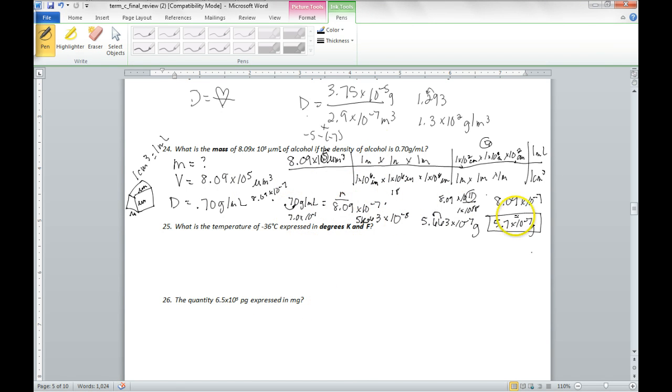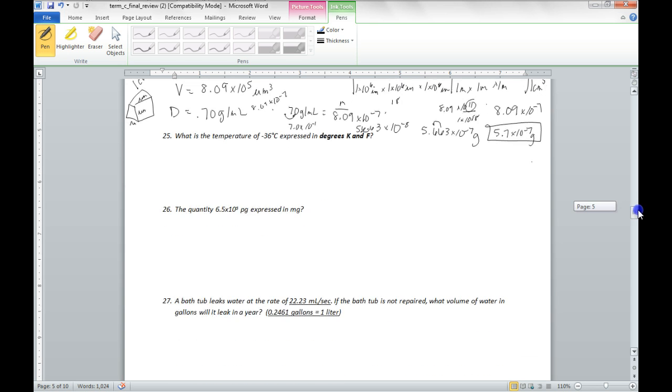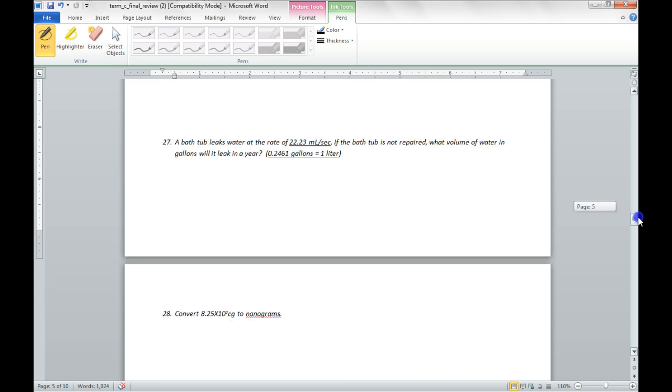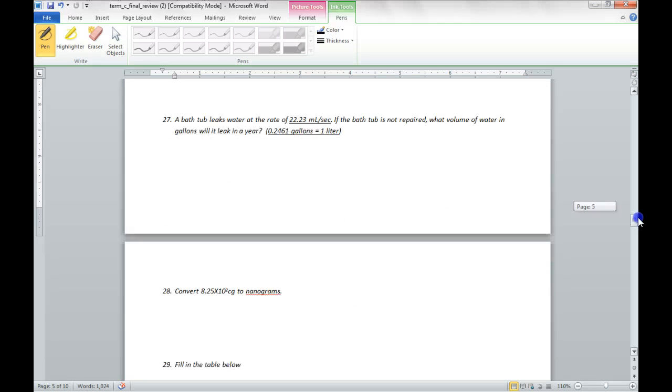Picograms to milligrams, that one's pretty easy as well. So if you have questions about those two, come see me in the morning. Same with the bathtub leaking. These are all dimensional analysis.